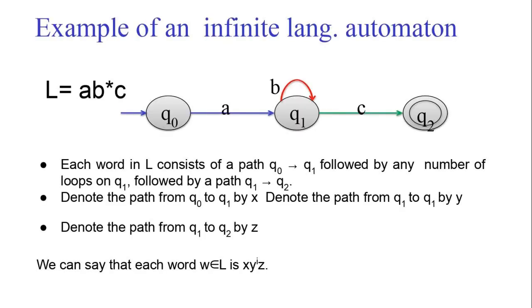To understand better what we have just discussed, let's take an example where language A equals a(b)*c. It can be represented by the finite automata having three states Q0, Q1, and Q2, and the transition diagram is as shown here. Each word in L consists of a path from Q0 to Q1, followed by n repetitions of the path to Q1 itself, and then a path from Q1 to Q2.